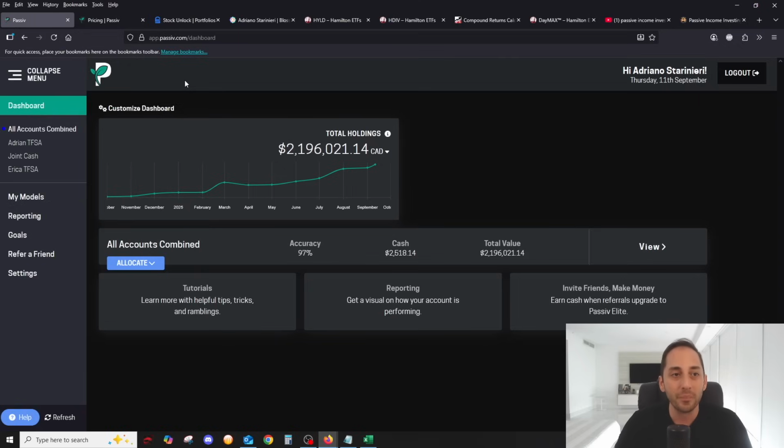So if you're new here, first thing we're going to do is look at a bird's eye view of the total value in Canadian dollars. You have it right in front of you. This is a tool called Passive that I use to view my portfolio. You could view several accounts all in one place. Very convenient in case you're managing your wife's accounts and other family members' accounts as well. And you could see the grand total here. This is the combination of all three of our investing accounts combined: my TFSA, Erica's TFSA, and our joint cash account, or joint non-registered account.